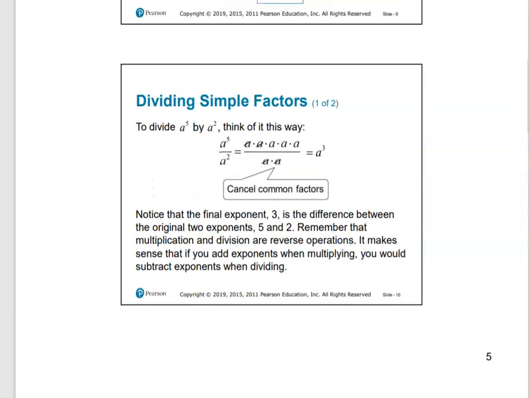When we divide a to the 5th by a squared, well, a to the 5th means a times a times a times a times a. You've got 5 a's on the top. A squared is 2 a's on the bottom. You can see that 2 of these are going to cancel out, so we've got a to the 3rd on the top. Because we did 5 minus 2, we get a to the 3rd. So when we're dividing, we're not going to multiply the exponents. It's different than multiplying, because when we multiply, we add the exponents. When we divide, we subtract.